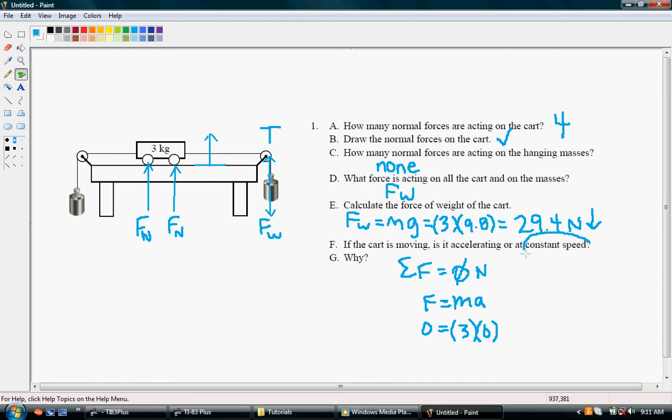Just because the net force is 0 doesn't mean that the cart is at rest. Now it could be at rest, but it could also be moving with a constant speed. Right? Your velocity could be constant since you don't have an acceleration. So 1g asks why. Well, it's because our net force is 0, and since the force equals mass times acceleration, our acceleration has to be 0.